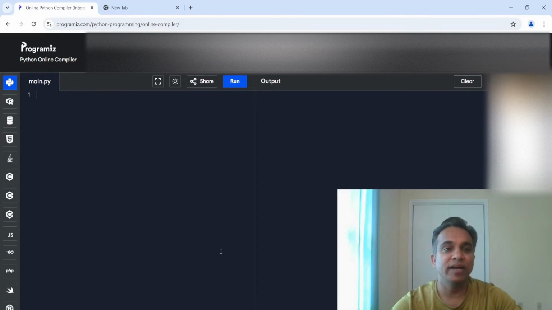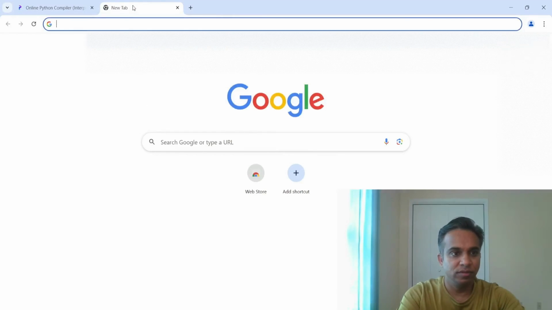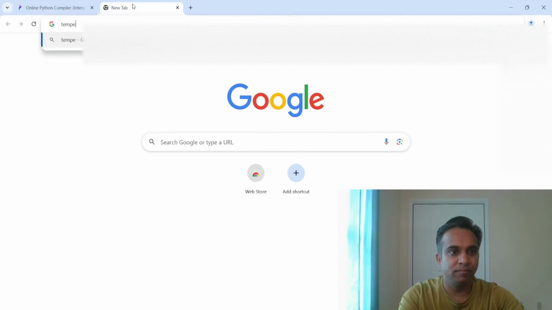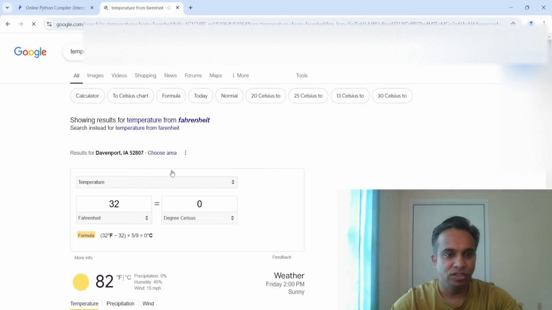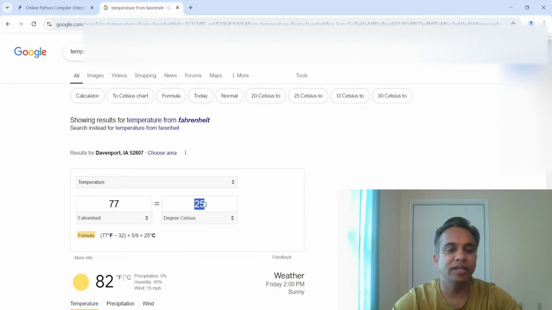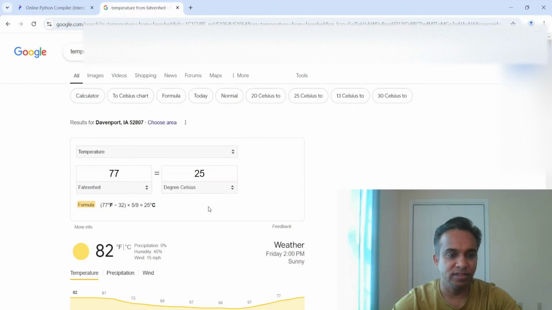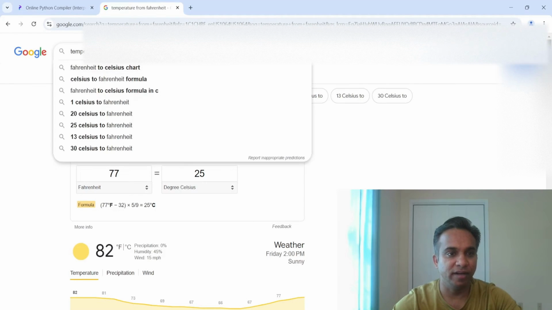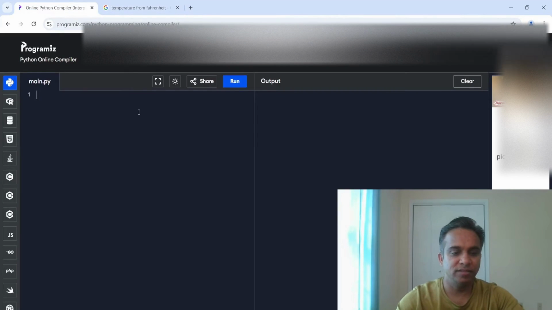So first let us find the equation for the temperature from Fahrenheit to Celsius. If the Fahrenheit is 77, for example, then the expectation is the output is shown in Celsius. So currently we can look at the Fahrenheit. Now let's do the program. The first step is to write the code.